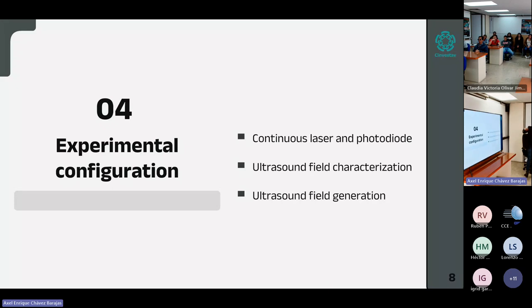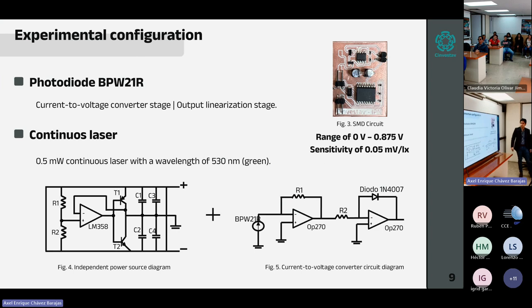In the experimental configuration, I define three main subjects. First, the continuous laser and the photodiode as the receiver, the measurement system. Then the ultrasound field characterization, and finally, the ultrasound field generation.